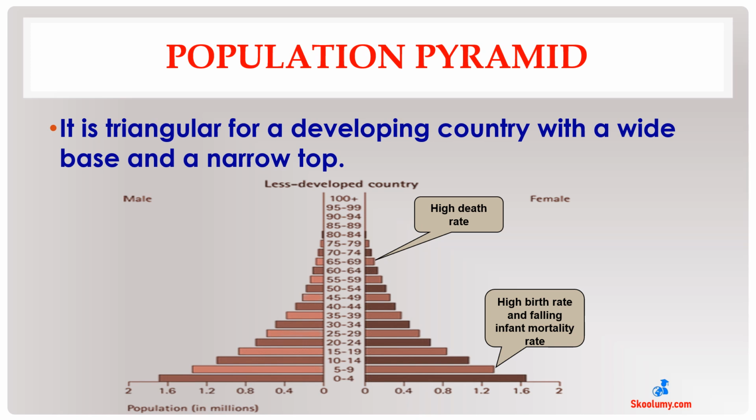Infant mortality rate is the ratio of number of children under 1 year dying, compared to the total number of live births. Falling infant mortality rate is as a result of improved health care system. In addition, it is narrow at the top because of high death rate or low life expectancy. The high number of children leads to high dependency ratio.